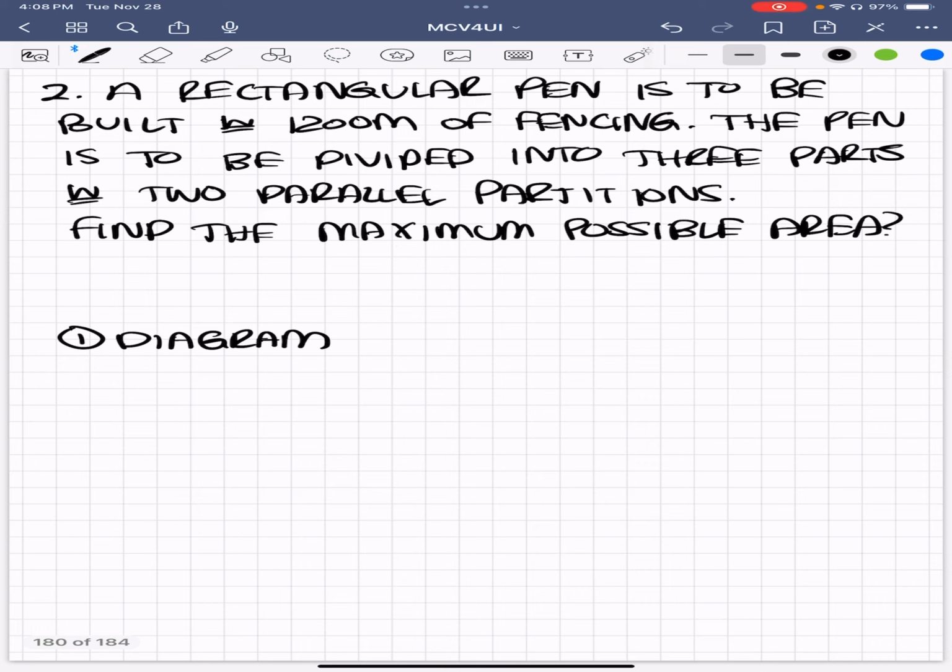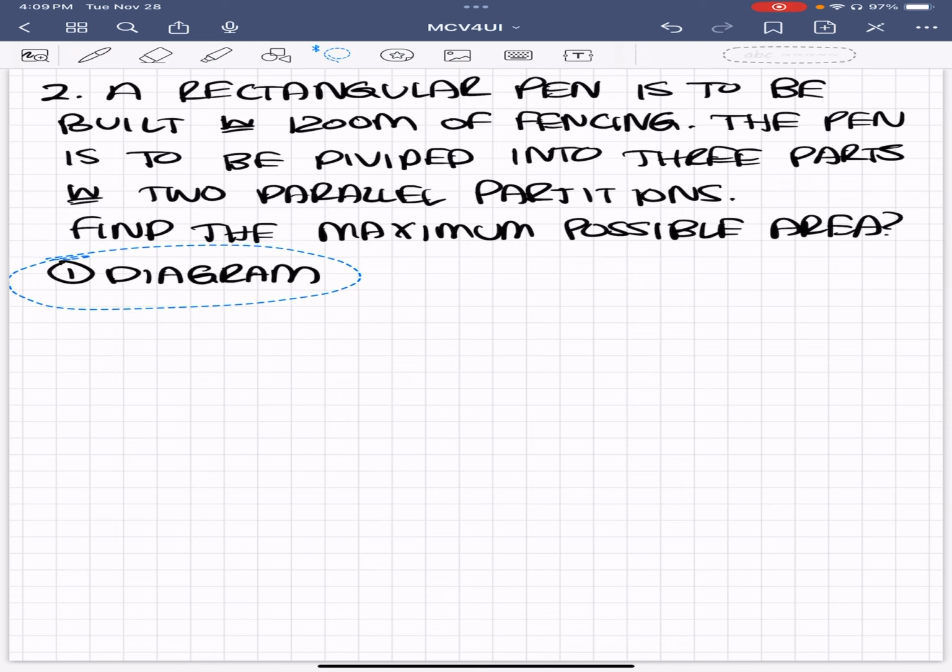A rectangular pen is to be built with 1,200 meters of fencing. Sorry about that. 1,200 meters of fencing. The pen is to be divided into 3 parts with 2 parallel partitions. Find the maximum possible area. So we're going to create a diagram of the rectangular pen to help visualize the problem with the information given in the question.